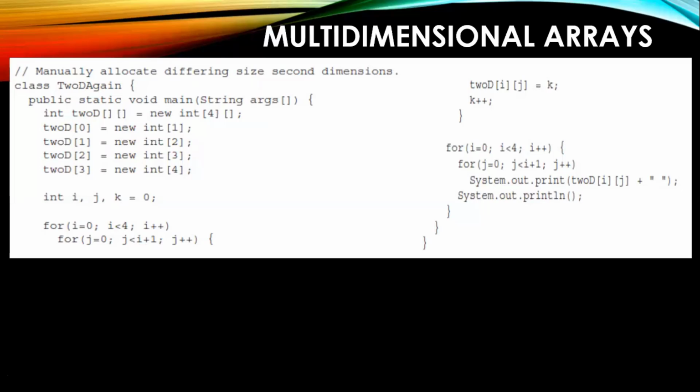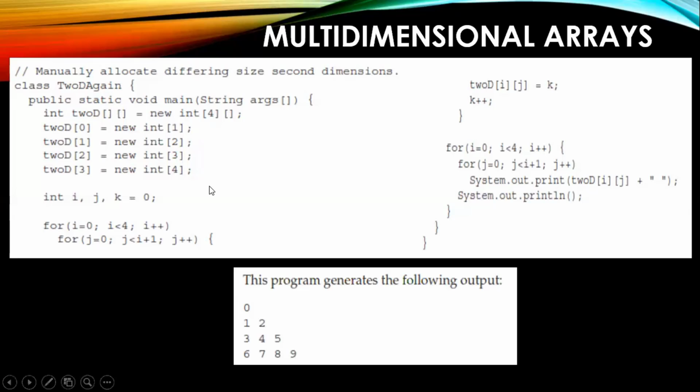Is this clear? In the further loop, you are repeating the same for loops again and printing the content. What will be the output of this one? 0, 1, 2, 3, 4, 5, 6, 7, 8, 9. Clear with the example?